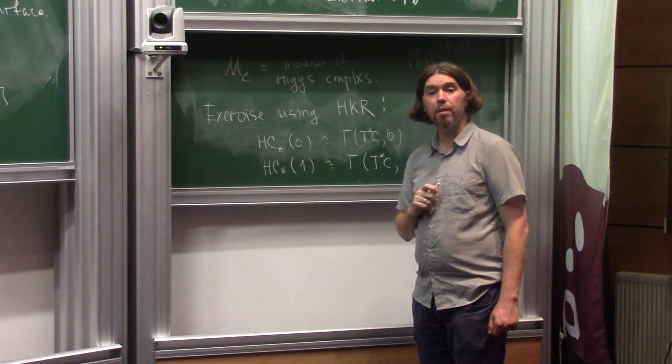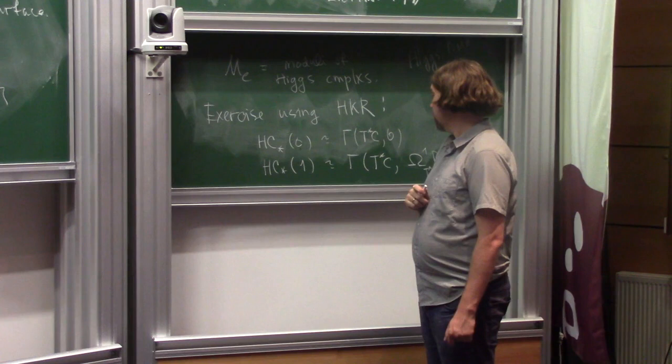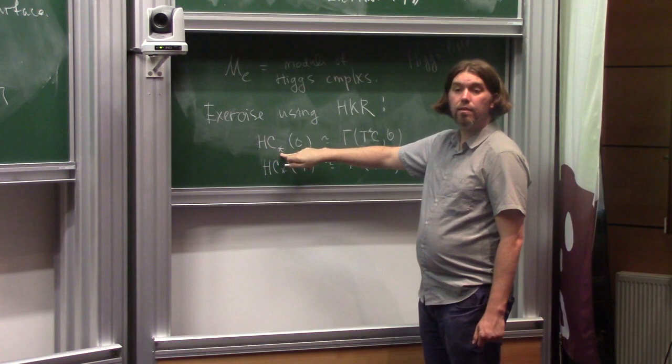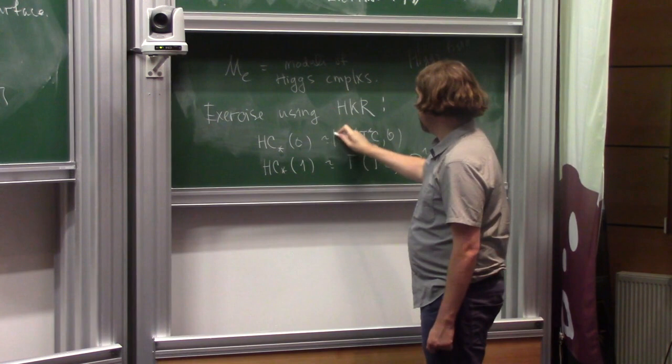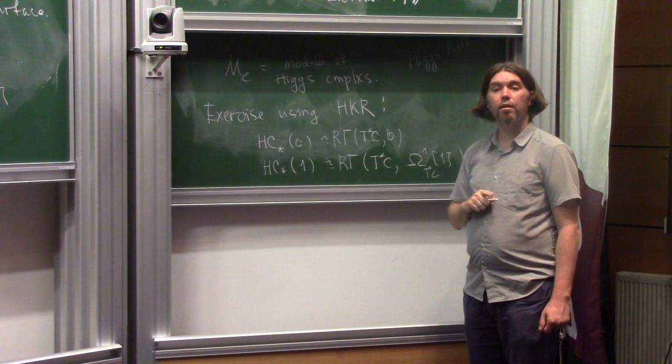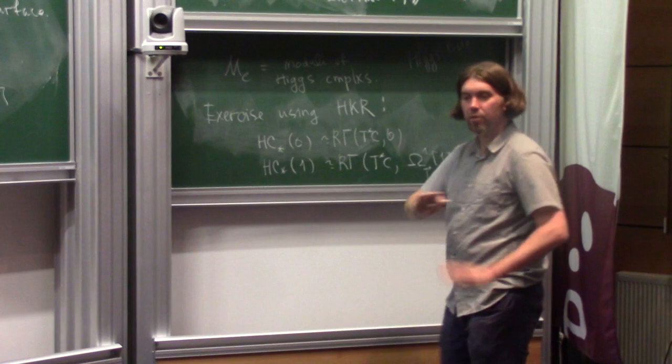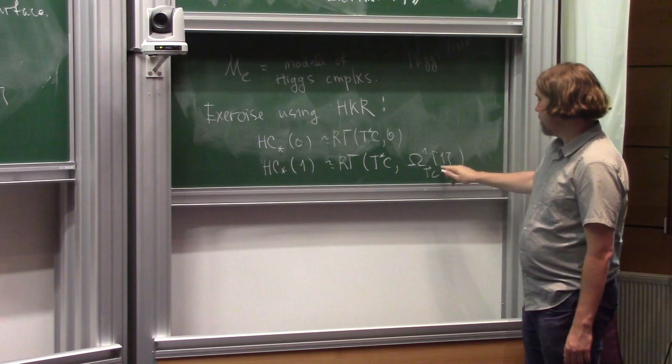So what is star? He's asking about the star. The T star C? No, the star on the HC. That's the usual grading in cyclic chains. Yeah, you have to put in a minus sign to go from homology to cohomology, but whatever. Okay. So anyway, this is the fun exercise, and inside of here you'll find Hitchin Hamiltonians.